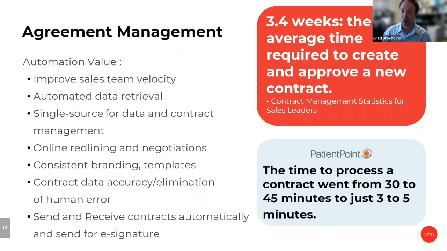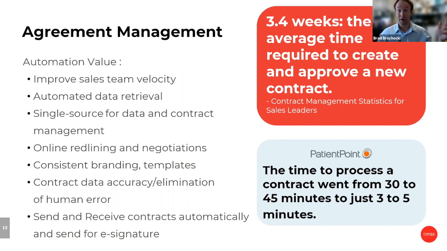Our next use case is agreement management, which we know is a major pain point. According to the contract management statistics for sales leaders, it takes about 3.4 weeks to create and approve a new contract. A lot of these same pain points apply across these use cases, but for contracts, especially getting the deal done and getting the signature, the time needed for contract creation is crazy long. Typically, you need legal intervention. Are the details accurate? Is there discounting needed? What's the redlining back and forth? What's the speed value for contract delivery?